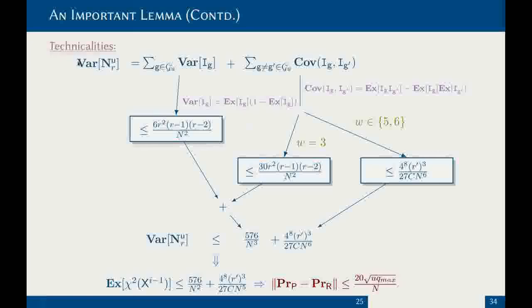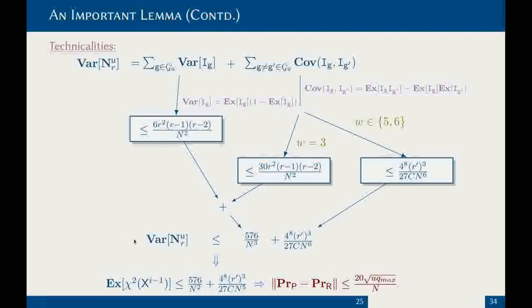Now, we come to computation of this variance, where we employ the variance-covariance formula. For the variance part, we employ this formula, since I_g is an indicator random variable, and get this expression. For the covariance part, we employ this formula and we split the sum according to the value of w. For w equal to 3, we get this expression. When w takes value in the set {5, 6}, we get this expression, and from these three expressions, we can compute the value of this variance, which is given by this expression.